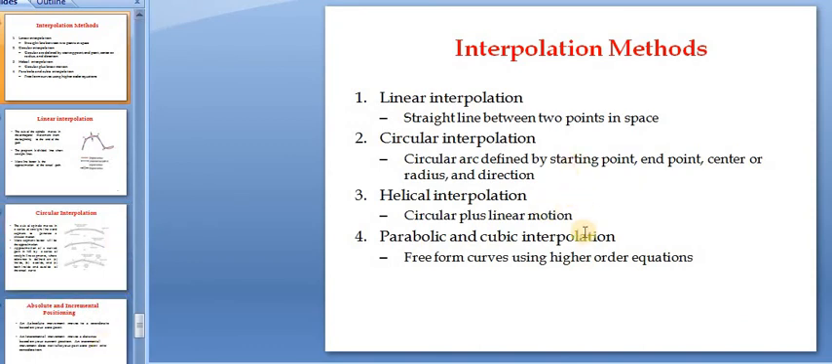What are the interpolation methods used? There are 4 interpolations: linear interpolation, circular interpolation, helical interpolation, and parabolic or cubic interpolation. Linear interpolation is a straight line between 2 points in space. Circular interpolation is defined by the starting point, end point, center or radius, and direction. Helical interpolation is circular plus linear motion, whereas parabolic or cubic interpolation is for free-form curves using higher order equations.